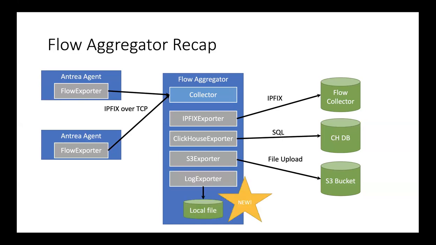I'm planning to add a 4th exporter, which implements the same exporter interface and is called the log exporter. It can write individual aggregated flows to a local file, currently in CSV format, and it's very easy to consume those flows from this file. Obviously, the file is local to the pod file system, but it can be backed by volume mounts from the node on which the aggregator is running, or by a Kubernetes persistent volume, for example.